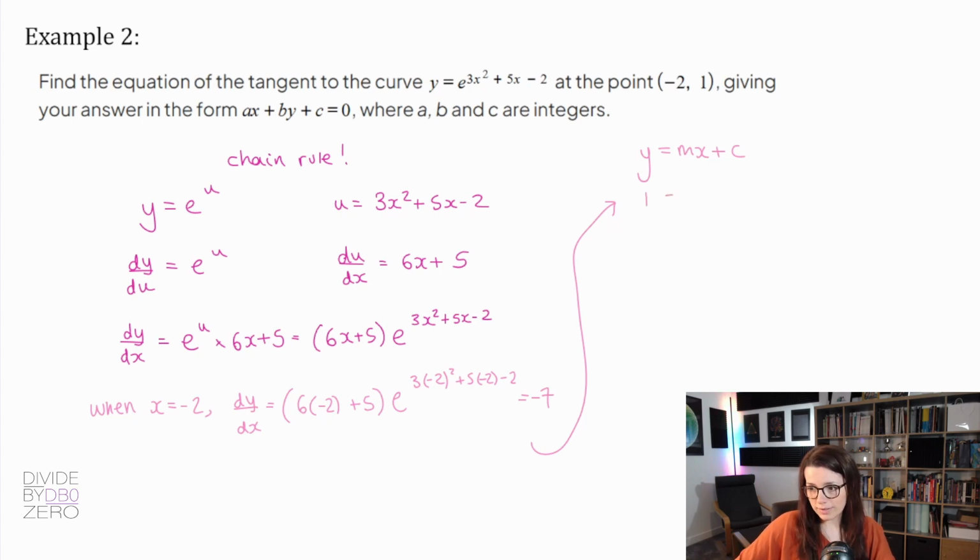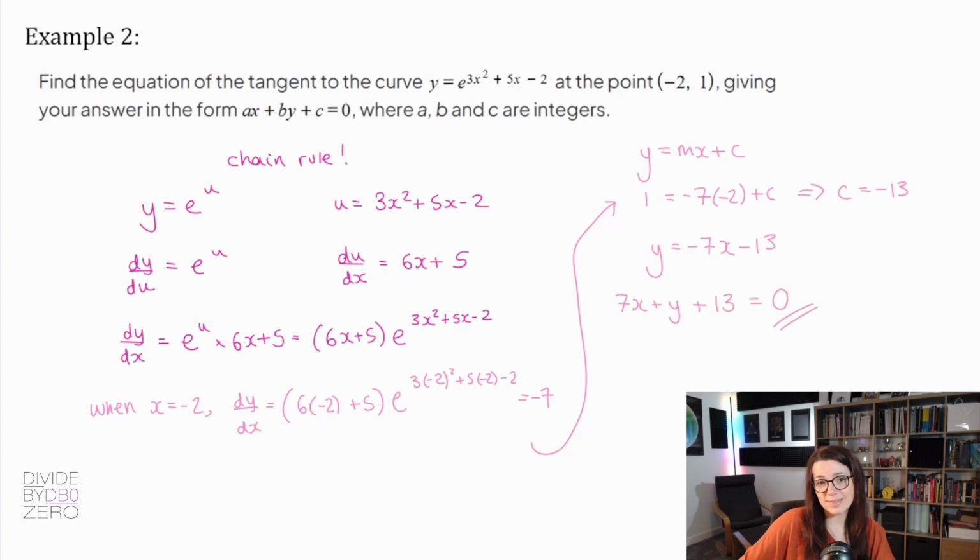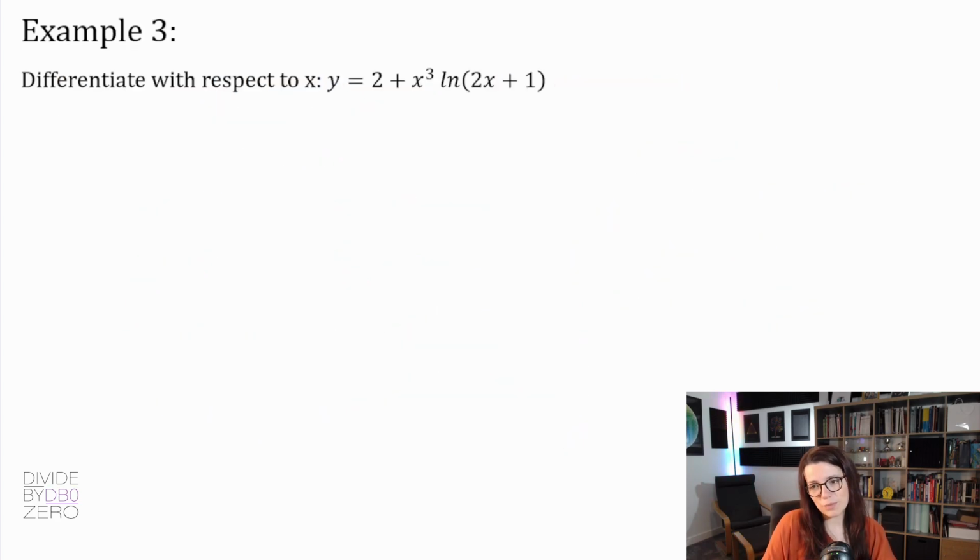And it would be 1 equals minus 7 minus 2 plus c, means c equals negative 13. Means altogether we've got y equals minus 7x minus 13. Rearrange that to the correct format that they want, and that would be 7x plus y plus 13 equals 0. And that's it.